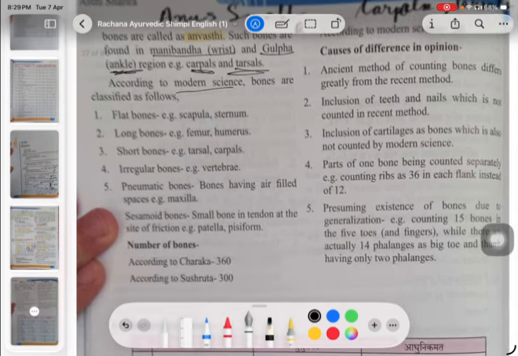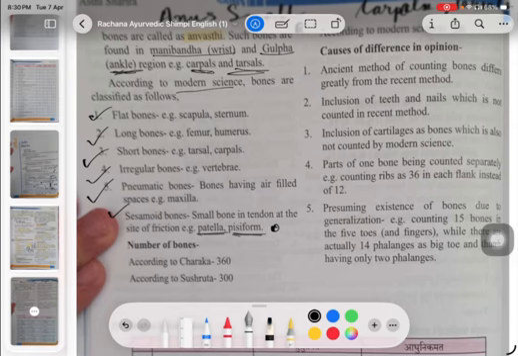According to modern also, they have given the division: flat bones like scapula and sternum, long bones, femur, humerus, short bones, tarsals, carpals, irregular bones, vertebrae, pneumatic bones, which are light, having air-filled spaces, example maxilla. Then we have sesamoid bones, which are small bones in tendons at the site of friction, example patella, and the pisiform bone, the pea-sized bone of the carpals.